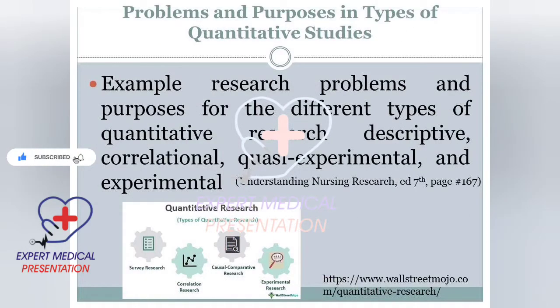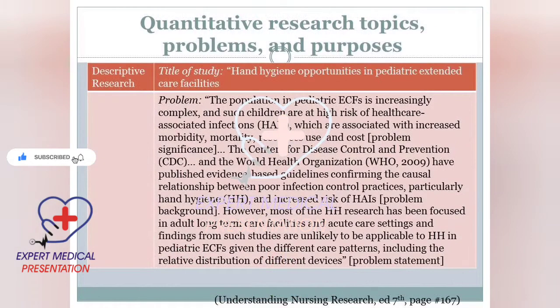Problems and purposes in types of quantitative studies. Example research problems and purposes for the different types of quantitative research: descriptive, correlational, quasi-experimental, and experimental. Quantitative research topics, problems, and purposes. Descriptive research. Title of study: Hand hygiene opportunities in pediatric extended care facilities.